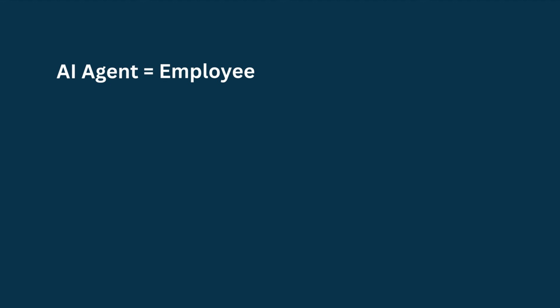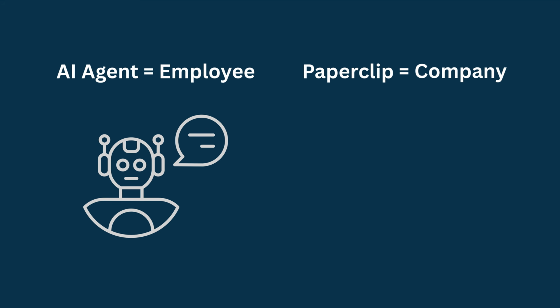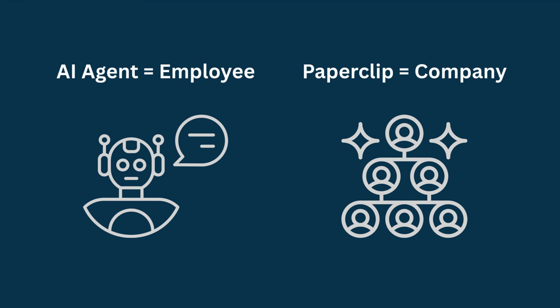If an AI agent is an employee, Paperclip is the company. The agent is one worker, Paperclip is the whole office. The org chart, the goals, the budget, the rules. You set the direction, and the AI handles the work.